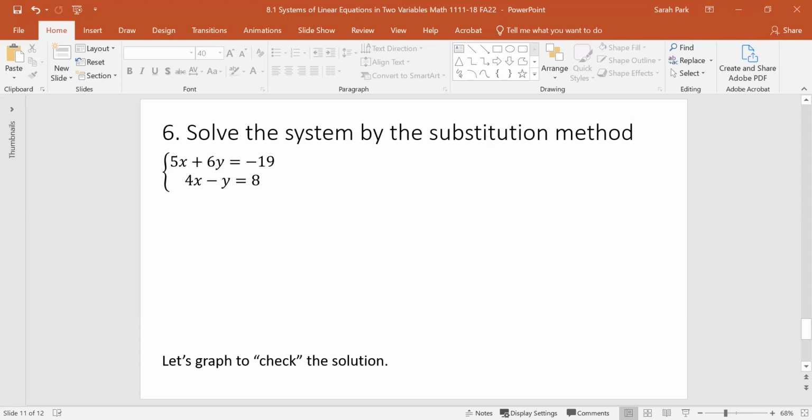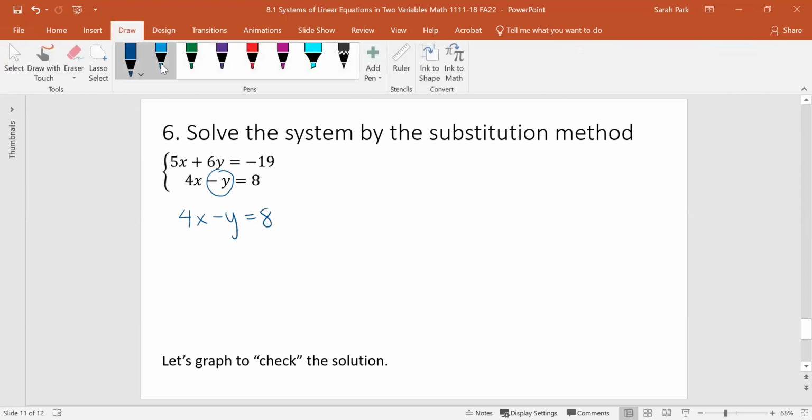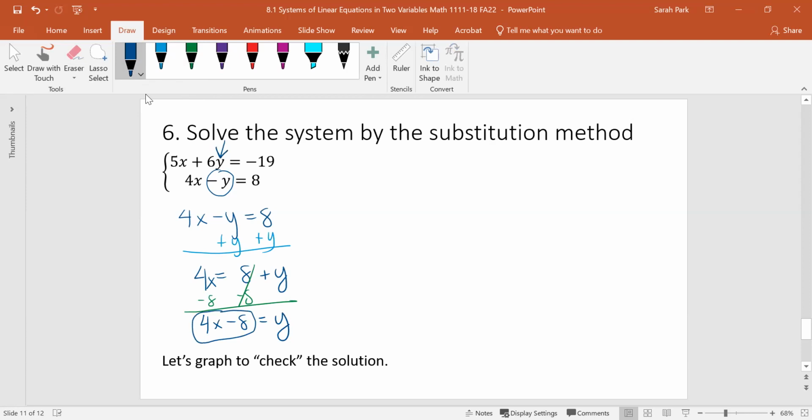So for substitution, you have to isolate or get one variable isolated first. It looks like in this case, none of the variables are isolated. And so I'm looking to see with 5x, 6y, and 4x and negative y, it looks like it's easier to isolate the negative y here. So if we have 4x minus y equals 8, we can add y to both sides and get 4x is equal to 8 plus y, and then subtract the 8 over to isolate the y. We have 4x minus 8 is equal to y.